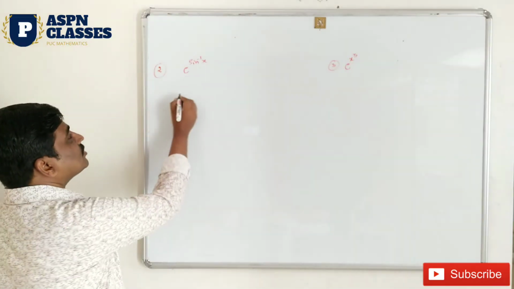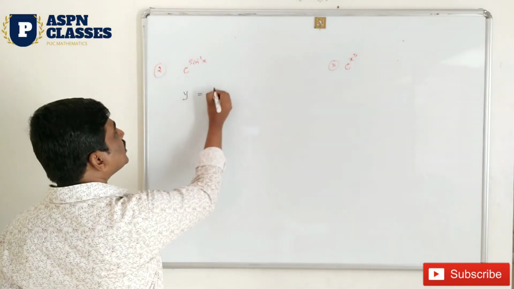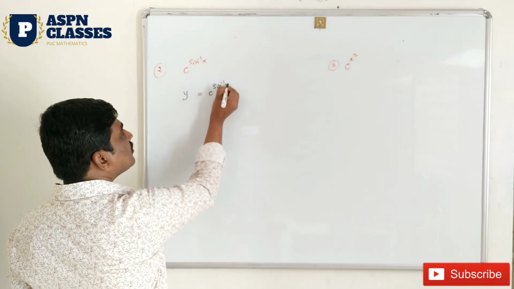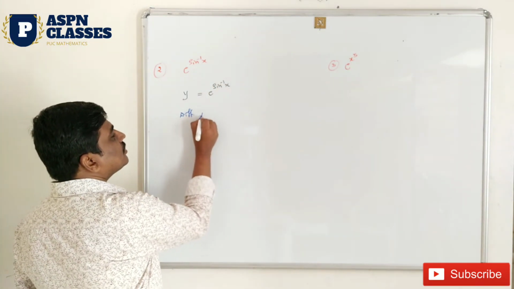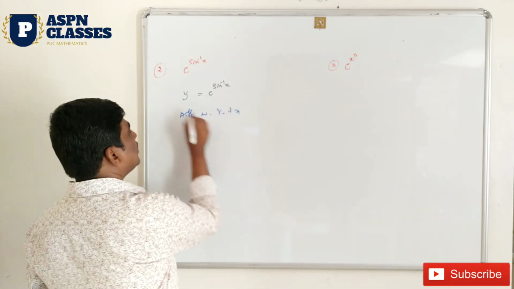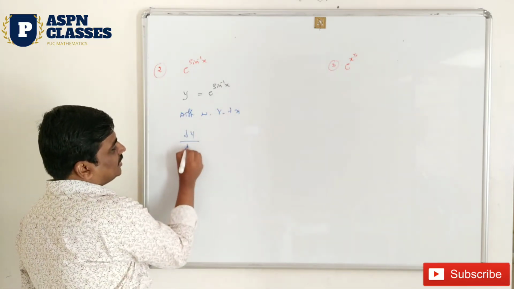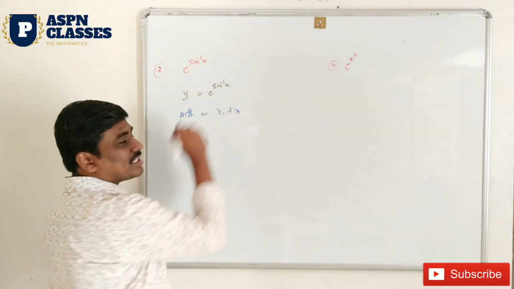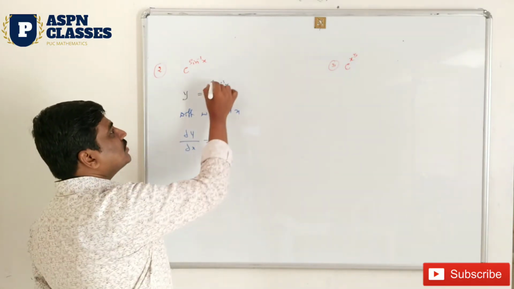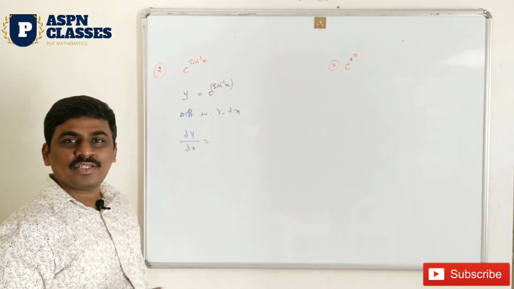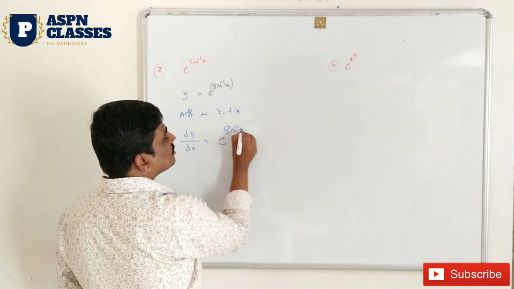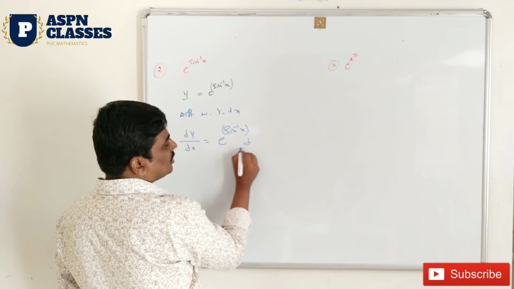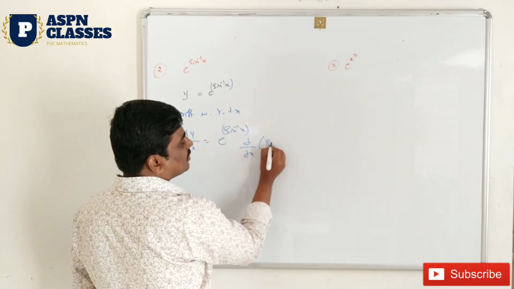Next example: y is equal to e raised to sin inverse of x. Now here also differentiate with respect to x. Then dy by dx is equal to, first apply the e raised to x formula, because you take this complete part as x. The differentiation of e raised to x is e raised to x only, so write e raised to sin inverse of x. What is the extra term? d by dx of sin inverse x. This is the extra term.